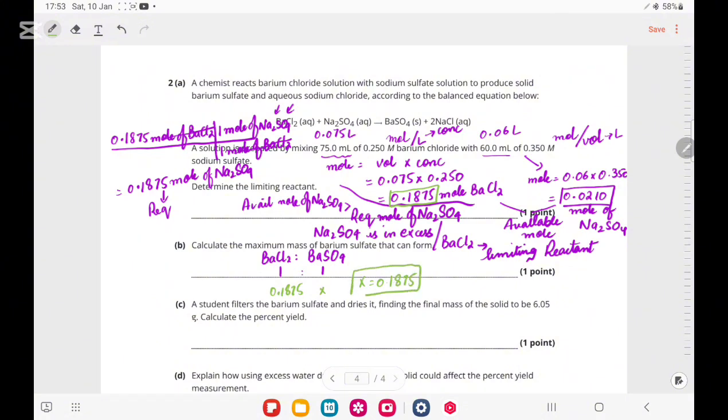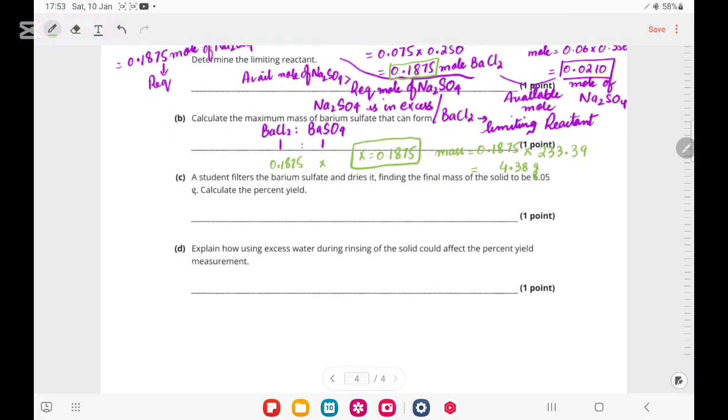0.1875. Now what I'm going to do, I'm going to use the mass, which is equal to mole times molar mass. Mole is 0.1875 times the molar mass of barium sulfate. So the molar mass of barium sulfate comes out to be 233.39, and that comes out to be how much? 4.38 grams.